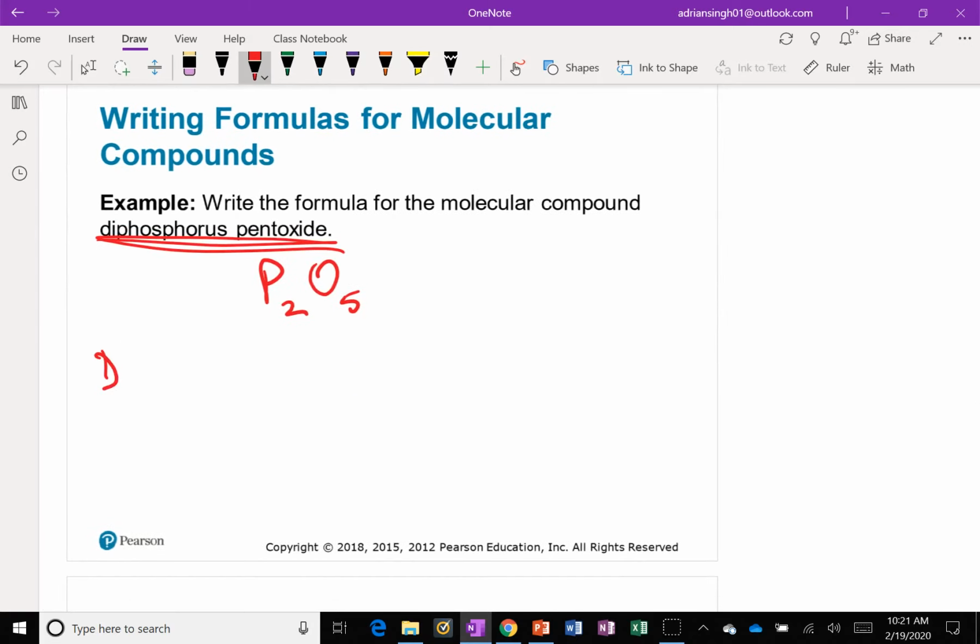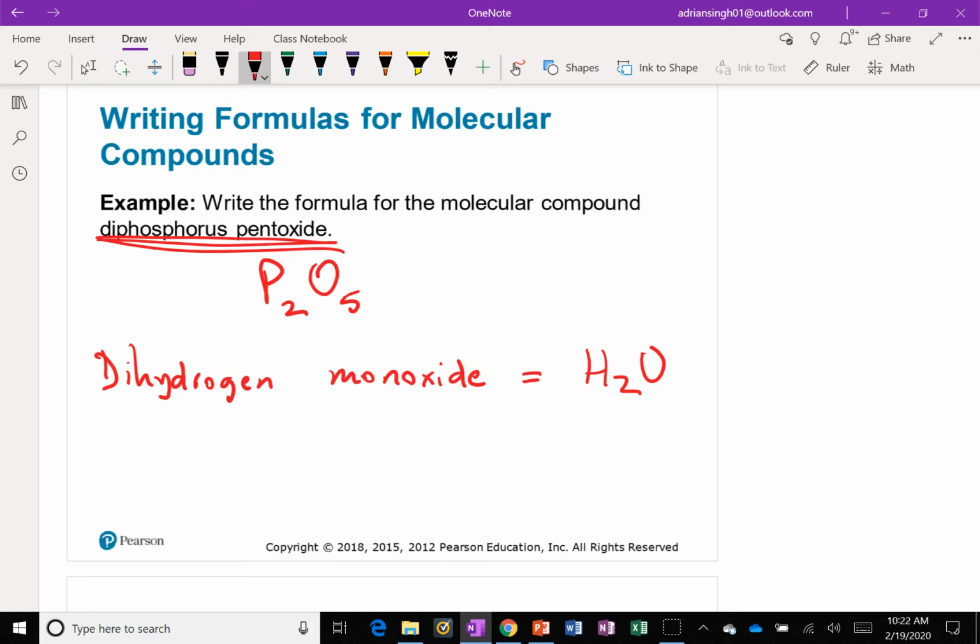What about this one? Dihydrogen monoxide. What would be the formula for that one? Dihydrogen meaning 2 H's. Monoxide, 1 O. H2O, right? That's the chemical name for water, if you wanted to name it according to the rules.